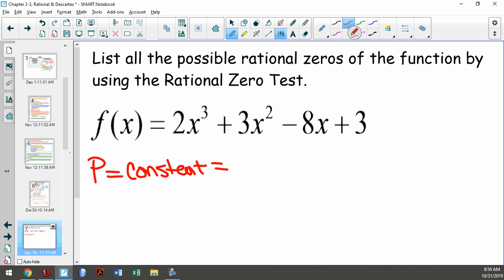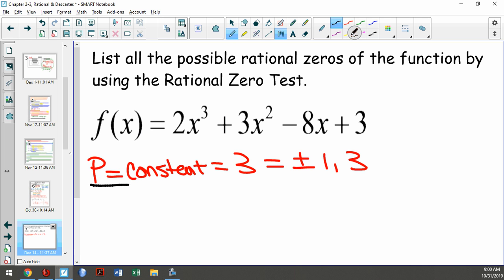3. Now, can anybody tell me all the factors of 3? Yep. Now, I want you to put a plus or minus at the very beginning of your list, because we have to include the positive aspects and the negative aspects of this. So I'm going to have plus or minus 1 and 3. Does that make sense, yes or no?